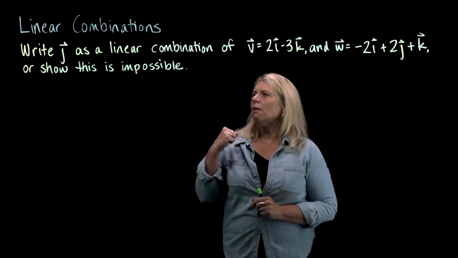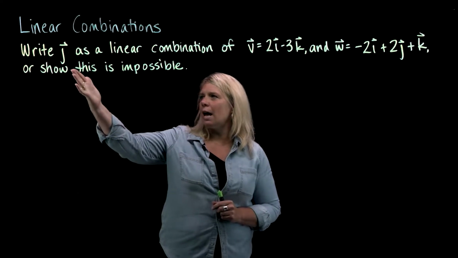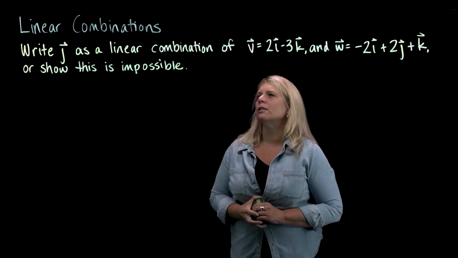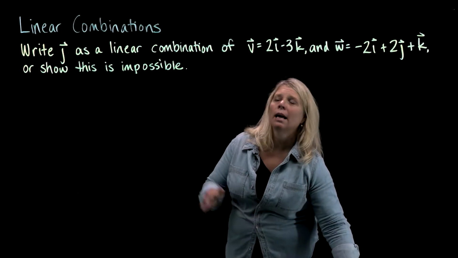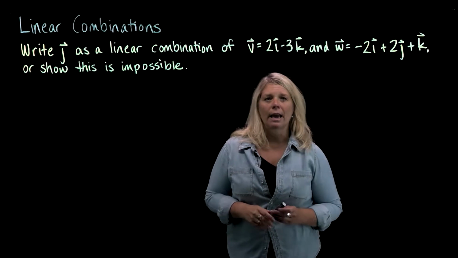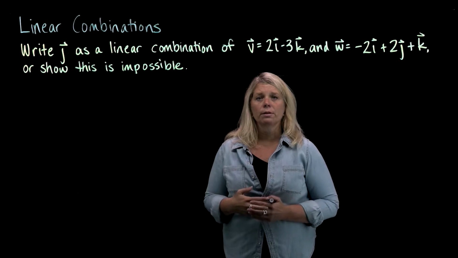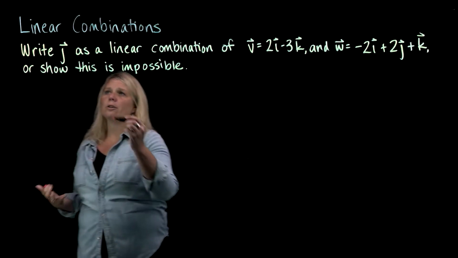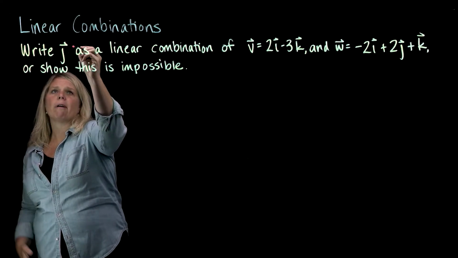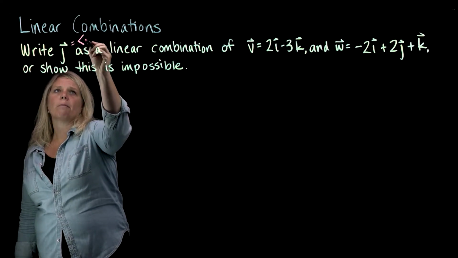All right, so we want to write a vector here, J, one of those standard basis vectors, as a linear combination of two other vectors here. And these are all given in this IJK notation. So if you're more comfortable using the component forms of the vectors, one of the things that you might do at the beginning of the problem is just rewrite all of these in their component forms.